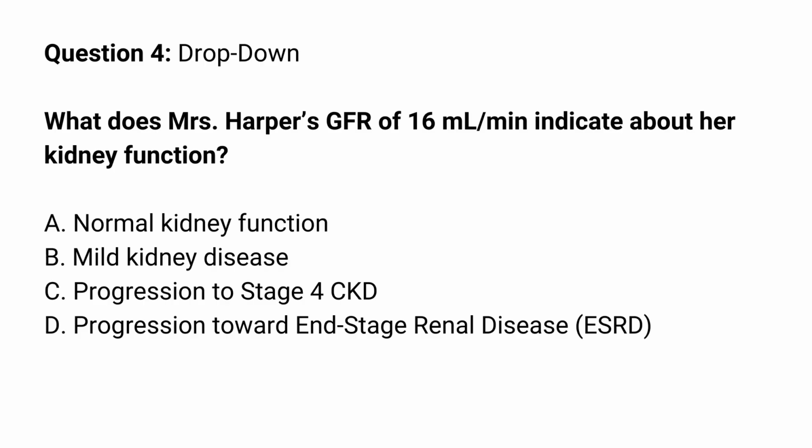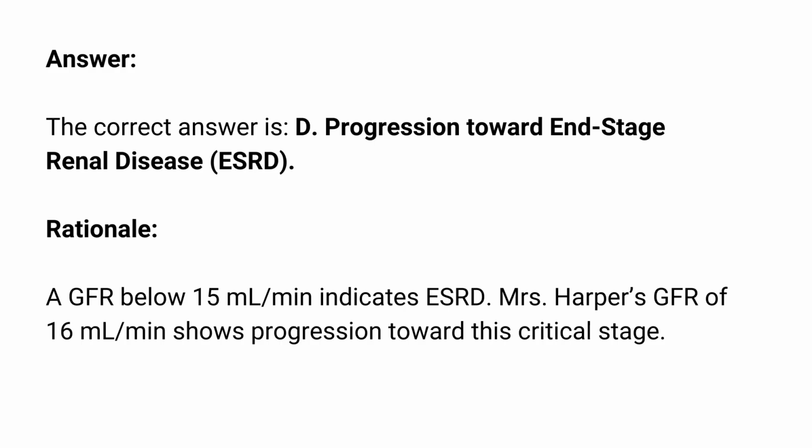Question 4. Drop down. What does Mrs. Harper's GFR of 16 mL per min indicate about her kidney function? A. Normal kidney function. B. Mild kidney disease. C. Progression to stage 4 CKD. D. Progression toward end-stage renal disease, ESRD. Answer: the correct answer is D. Progression toward end-stage renal disease, ESRD. Rationale: a GFR below 15 mL per min indicates ESRD. Mrs. Harper's GFR of 16 mL per min shows progression toward this critical stage.